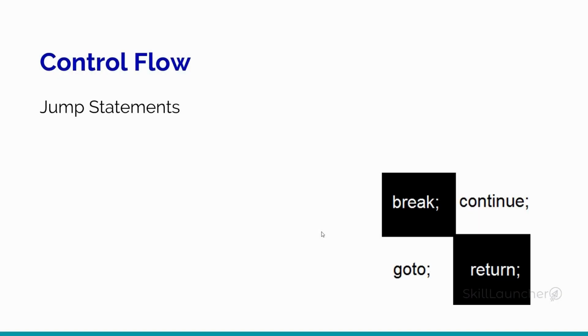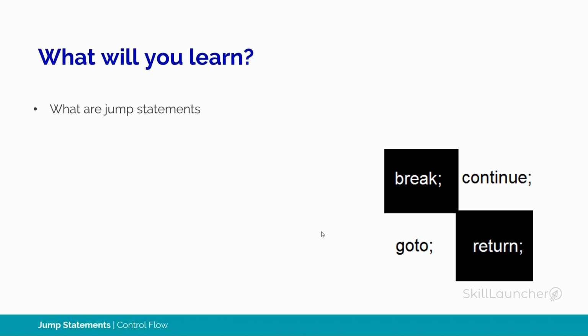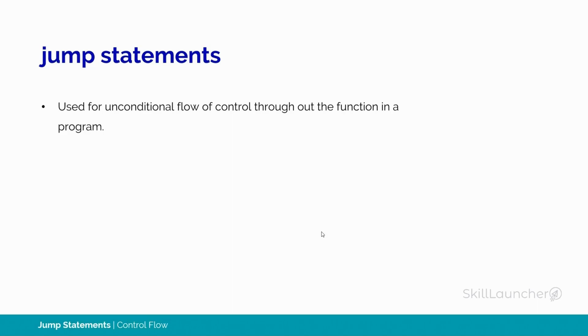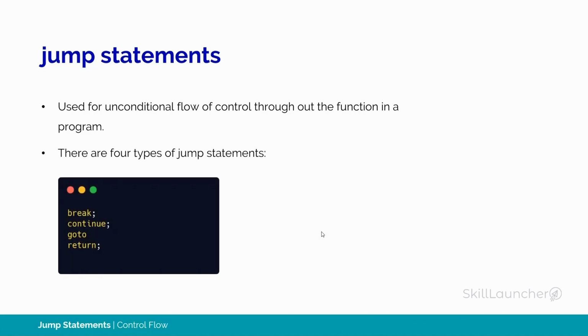In this lesson of jump statements, we would be looking into various jump statements. In this lesson, we will learn what are jump statements and types of jump statements with their syntax and usage. Now, what are jump statements? They are used for unconditional flow of control throughout the function or in a program. There are 4 types of jump statements: break, continue, go to, and return.